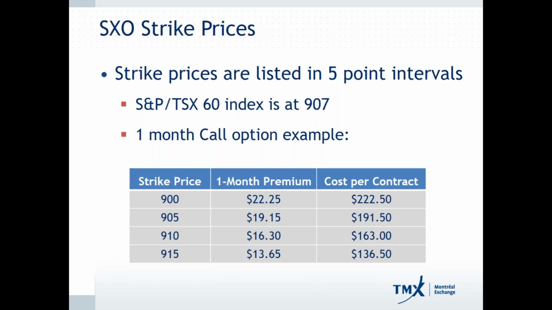So for the SXO option, strike prices have 5-point intervals. Let's say, for example, the index is sitting at 907, and we're looking at a 1-month call option. A strike of $900 might be listed at $22.25. That means the cost per contract is $222.50. A 905 strike might be worth $19.15, but based on the multiplier, it's going to cost us $191.50. So you can see how at each different strike price, we've got a different option premium.